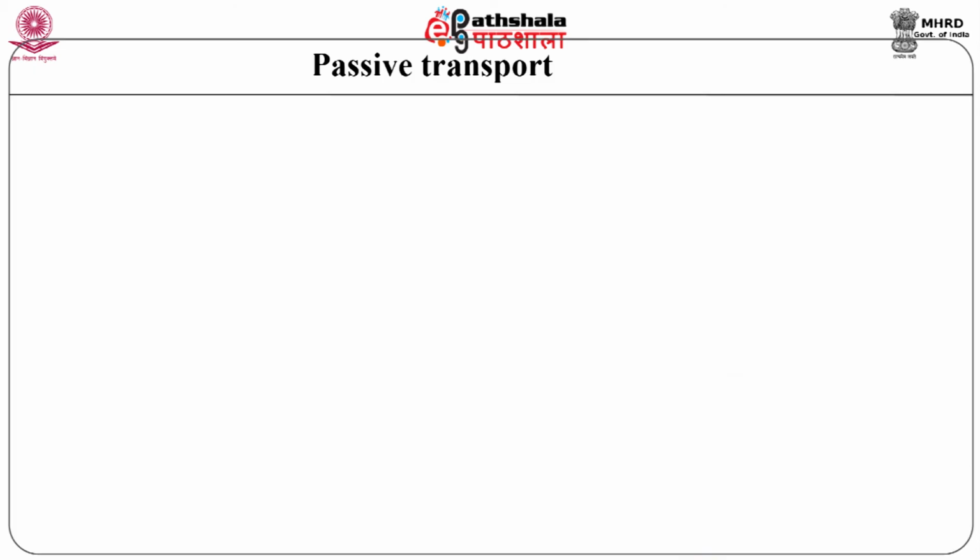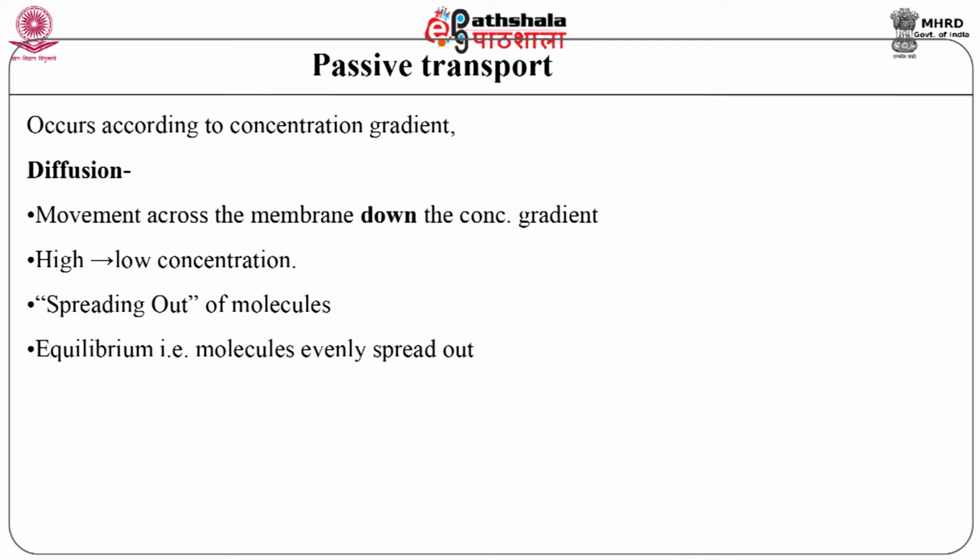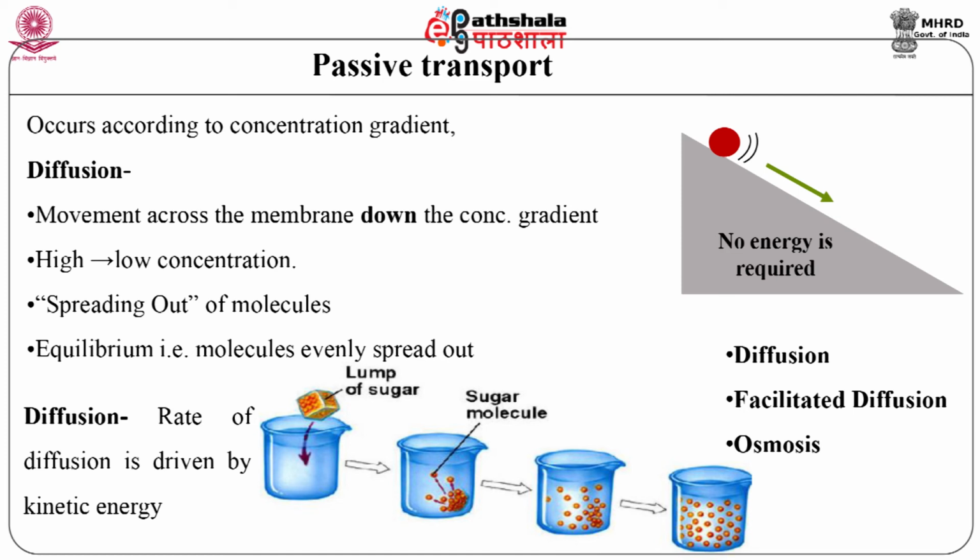Passive transport. Passive transport does not require any energy. It occurs according to the concentration gradient simply by diffusion. It occurs in the following ways. Diffusion. Diffusion is the movement of molecules across the membrane down the concentration gradient, from high to low concentration, spreading out the molecules. It is always trying to reach equilibrium, that is molecules are evenly spread out. The more kinetic energy, the faster the rate of diffusion. The higher the temperature, the faster the rate of diffusion.